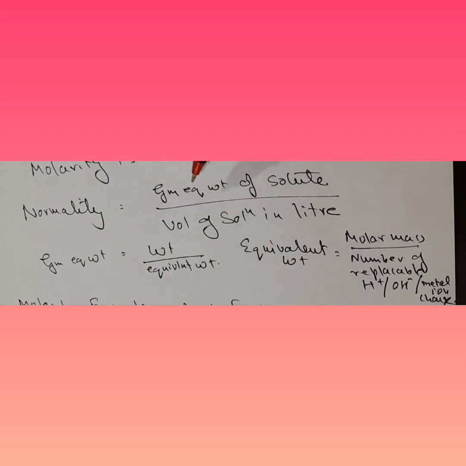Then normality. So what is normality? Normality is gram equivalent weight of solute divided by volume of solution in liters. Gram equivalent weight is weight upon equivalent weight. And equivalent weight is molar mass upon number of replaceable H plus, OH minus, or whatever is the charge of the metal ion. Now for example, if I take HCl, HCl molar mass is 36.5. It has got one replaceable hydrogen, so it would be divided by 1. So the equivalent weight would remain 36.5 itself.